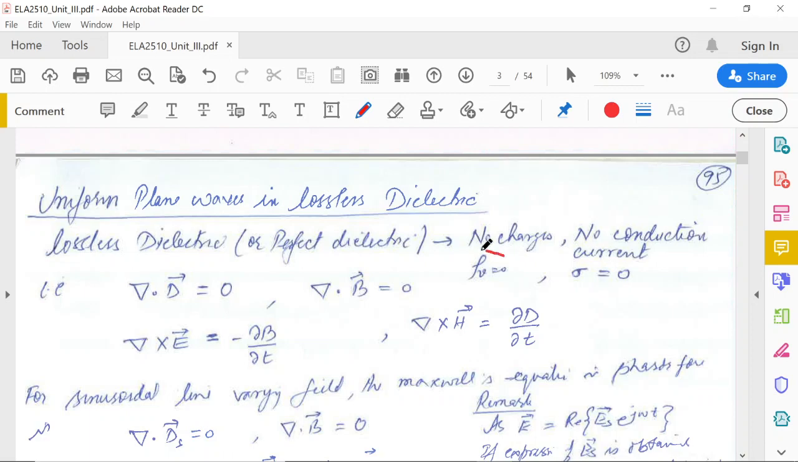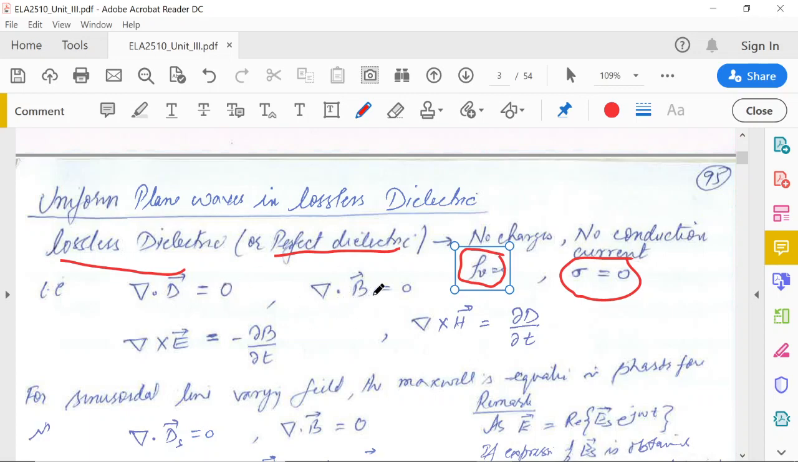So these are the two conditions. Rho v is 0 and sigma equals 0, that is, there is no conductivity, so no current can flow in that medium. So that media is called the lossless dielectric, or also the perfect dielectric, if these two terms are exactly zero. So in that case, again, divergence of D will be 0 as rho v is 0.